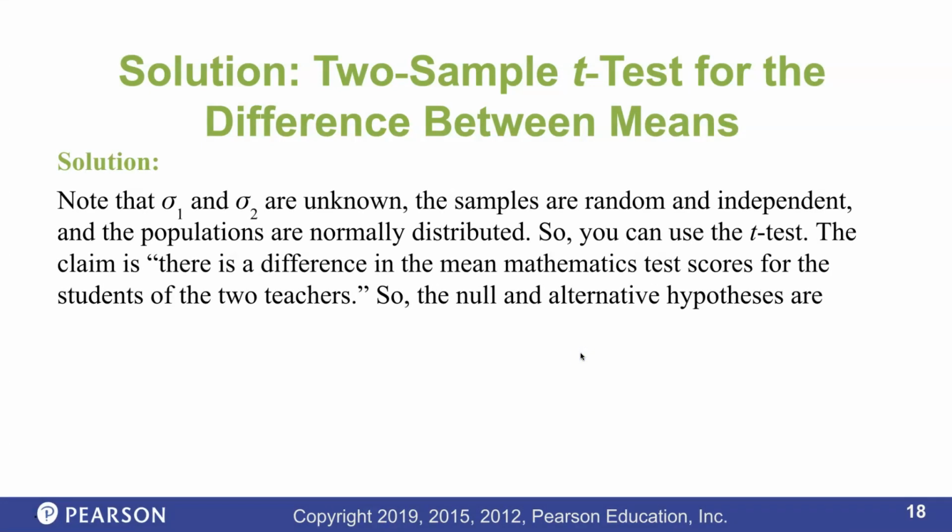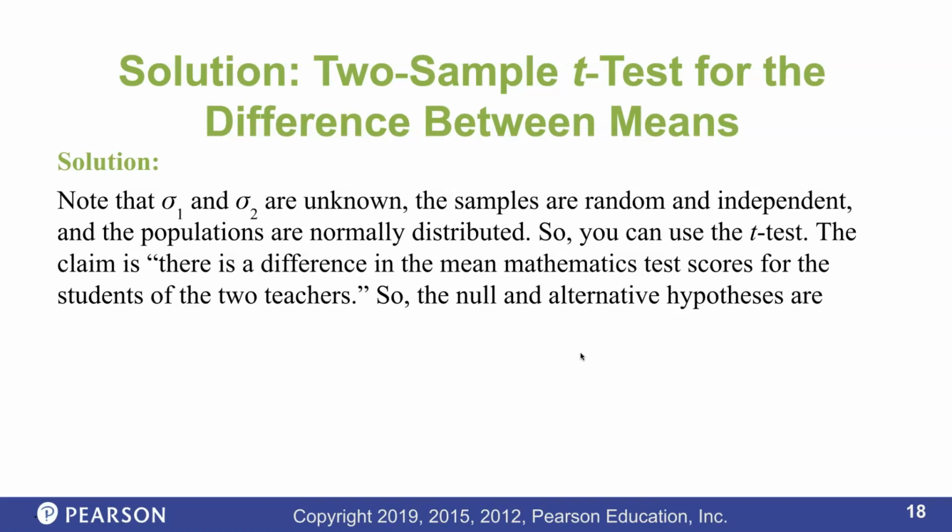Note that population standard deviations from teacher 1 and teacher 2 are unknown. The samples are random and independent. They're independent because one group was from teacher 1, the other group was from teacher 2. And the populations are normally distributed. So the very first sentence that we just read was checking the conditions for the t-test. So we're good to use the t-test.